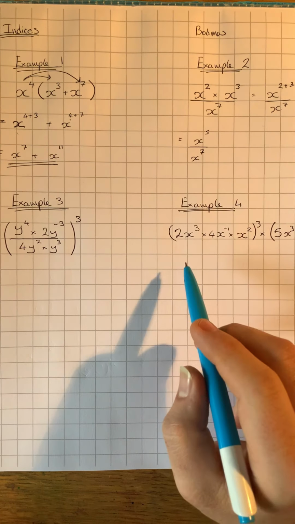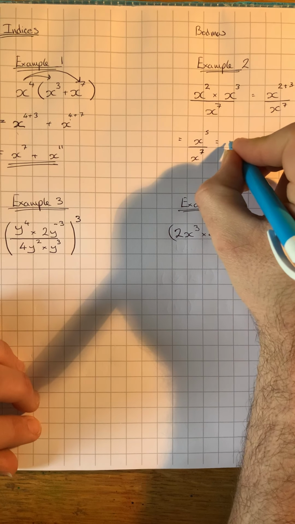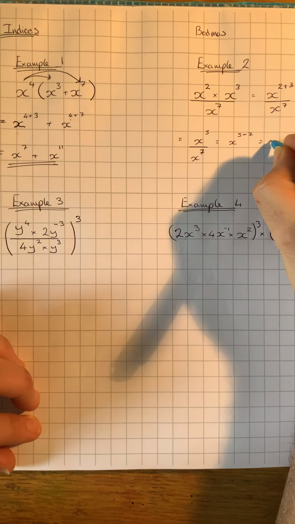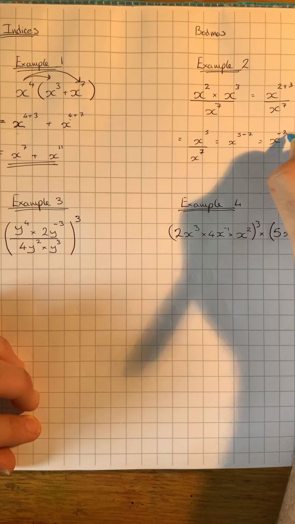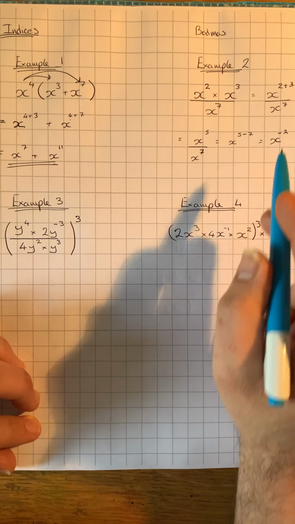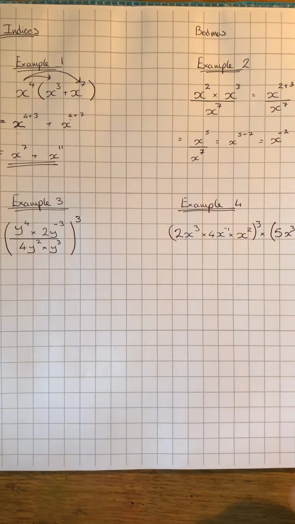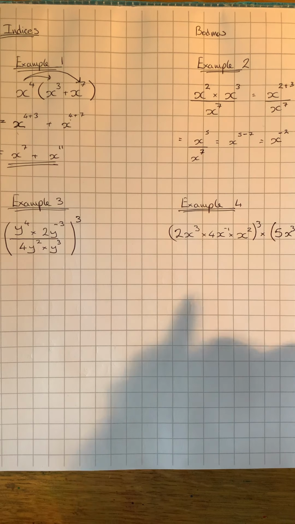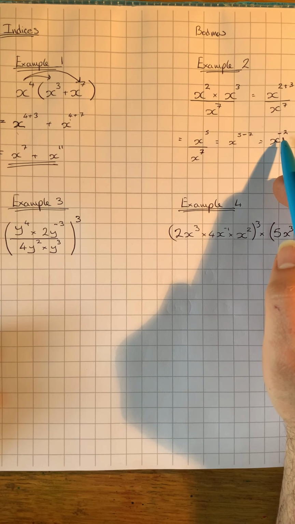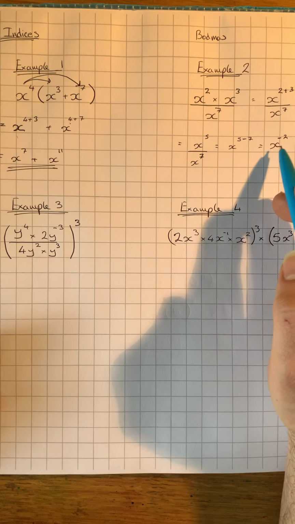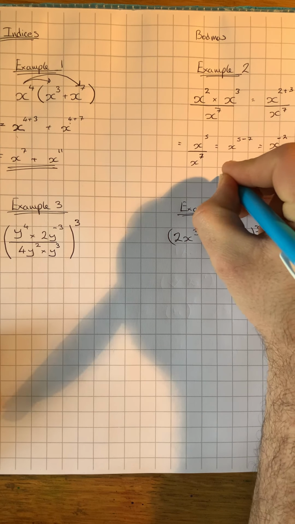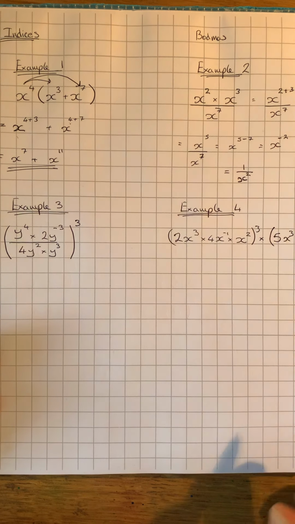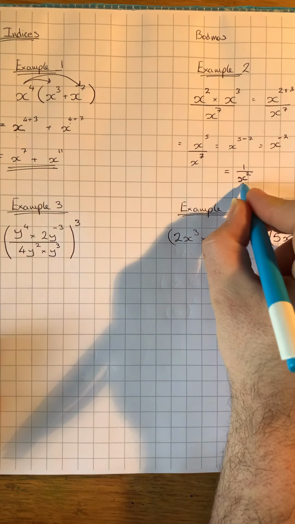Now, because this is a dividing, it's going to be x to the 5 subtract 7, which gives us x to the negative 2, because 5 take away 7 leaves us with negative 2. And we generally want to leave these as a positive index. So because this is negative, the way that we're going to make it positive is we're going to bring it down underneath, and we get 1 over x squared.